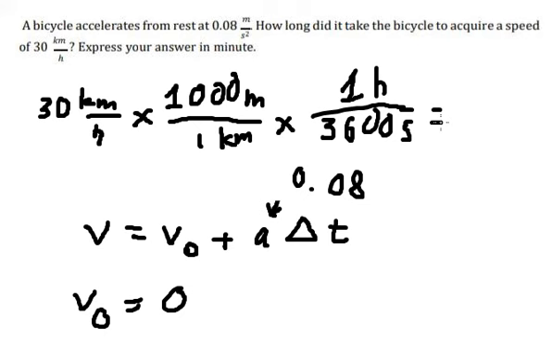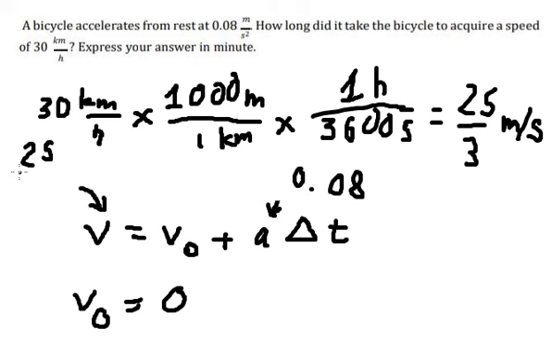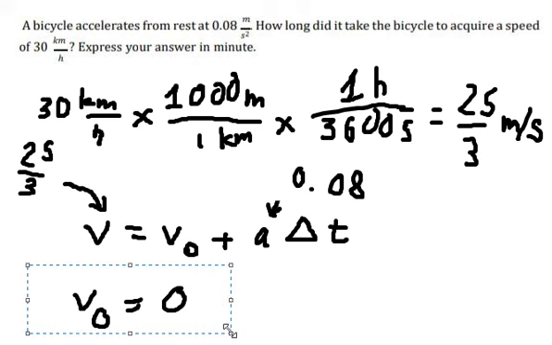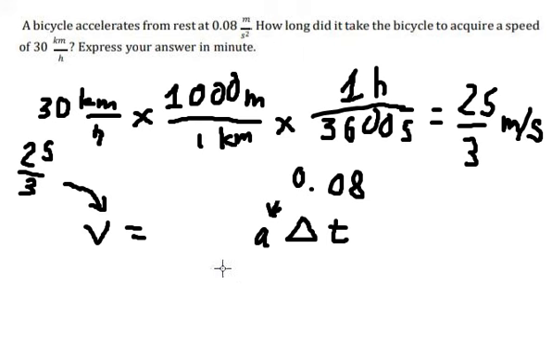So we calculate these numbers in here. We have 25 over 3 meters per second, so I will put 25 over 3 here. And now we can find delta t. So we divide both sides by 0.08. So this one you got 0 in here.